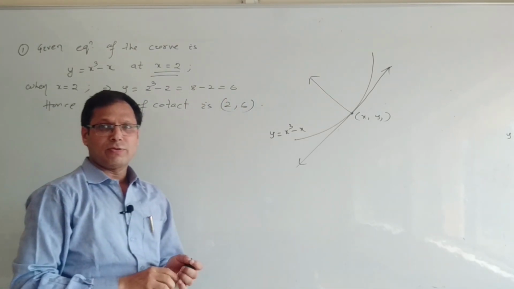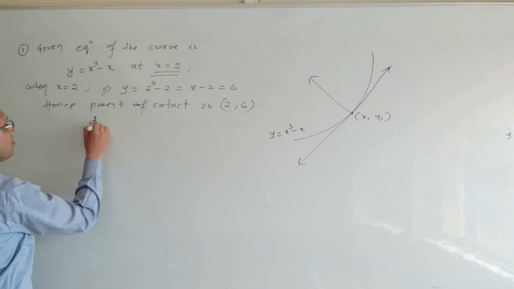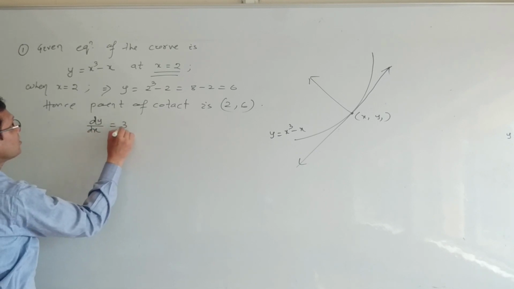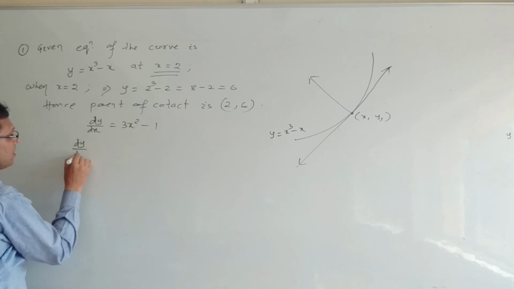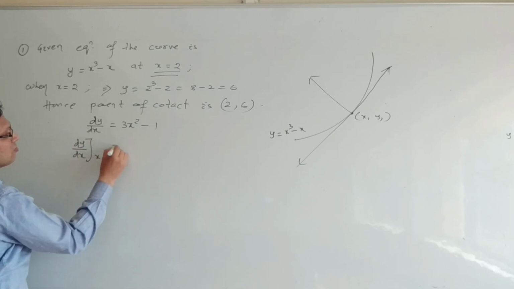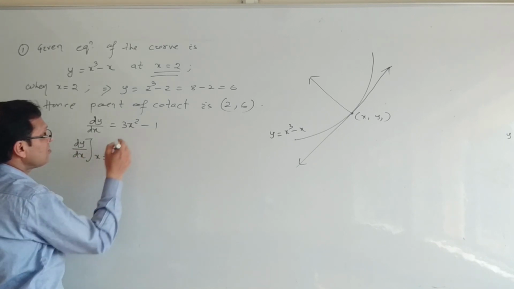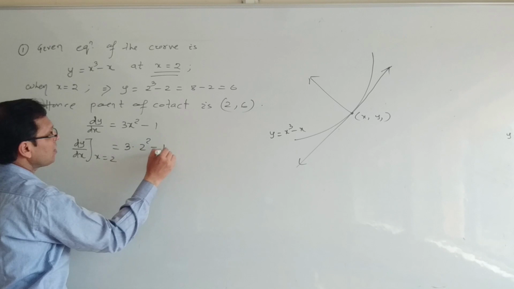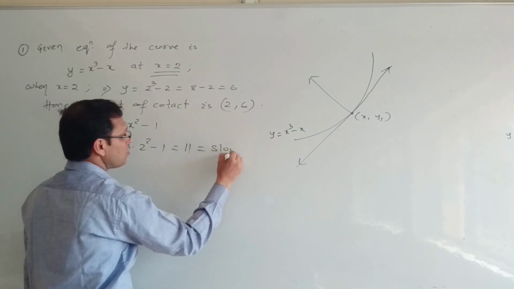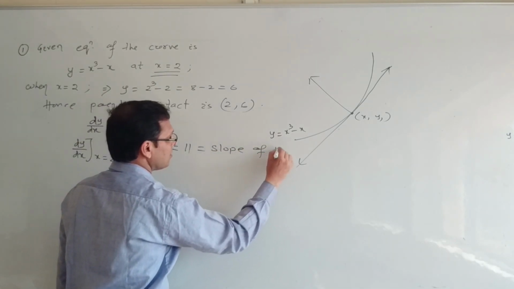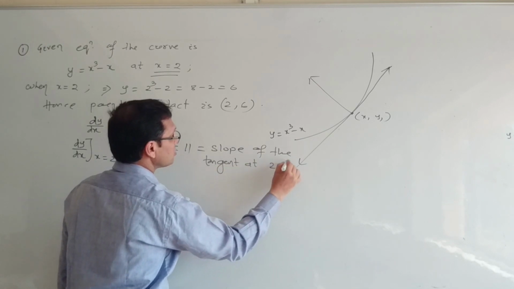Now we have to find the slope of the tangent, that is dy by dx. y is given, so dy by dx is equal to 3x square minus 1. Now dy by dx at the point x equals 2 is equal to 3 into 2 square minus 1, that is 11. That is the slope. You should mention here: slope of the tangent at 2, 6.